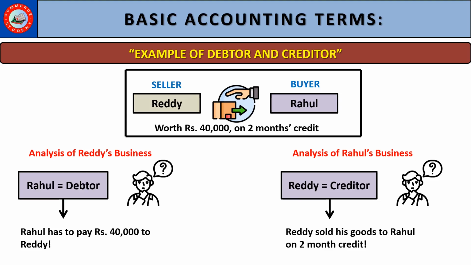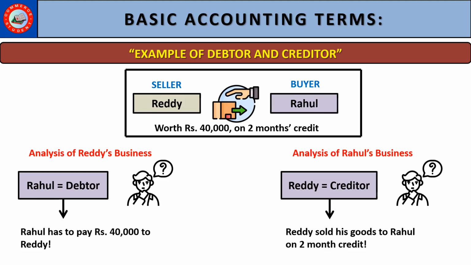Suppose Reddy sells goods to Rahul for rupees 40,000, providing a 2-month credit period for the transaction. For Reddy's business, Rahul becomes a debtor. Why? Because Rahul now holds a financial obligation, owing rupees 40,000 for the goods.